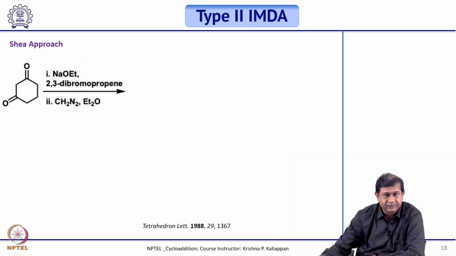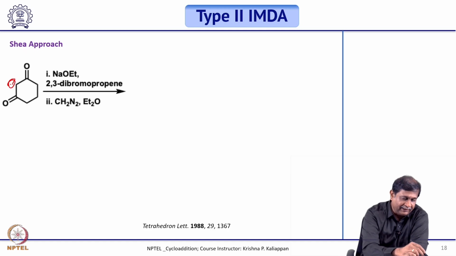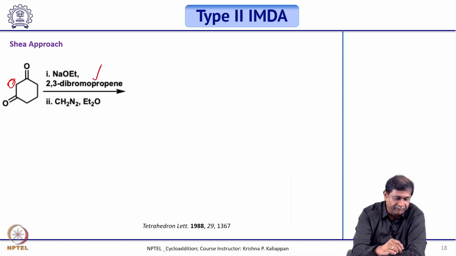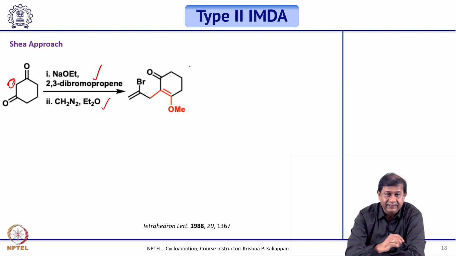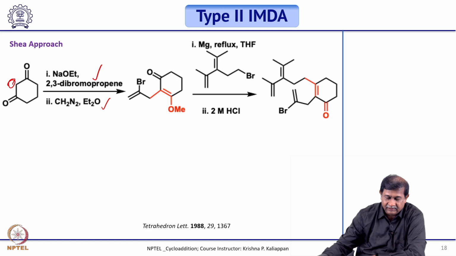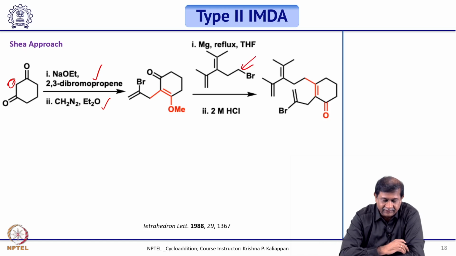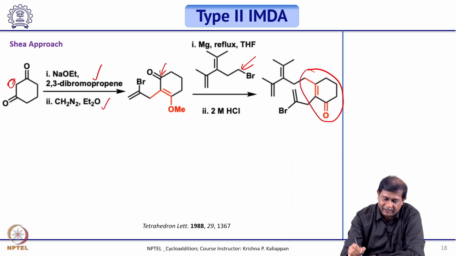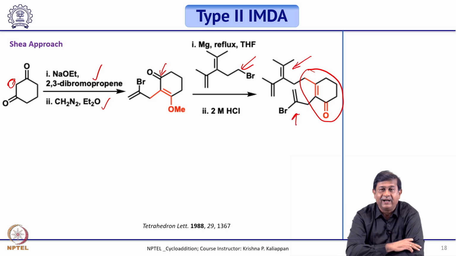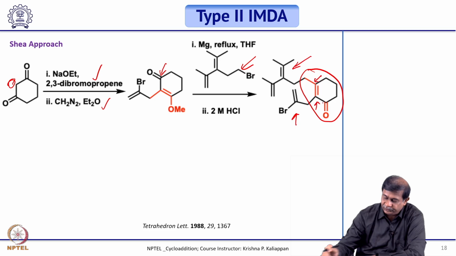Kenneth Shea used intramolecular Diels-Alder reaction type 2. He started from cyclohexane 1,3-dione. So, then he alkylated with 2,3-dibromopropene and followed by diazomethane treatment gave this enol ether. Now, addition of this Grignard reagent to this carbonyl group followed by hydrolysis, you could get this cyclohexenone, and in the cyclohexenone you can see the diene and dienophile attached at carbon 1 and 2 here.